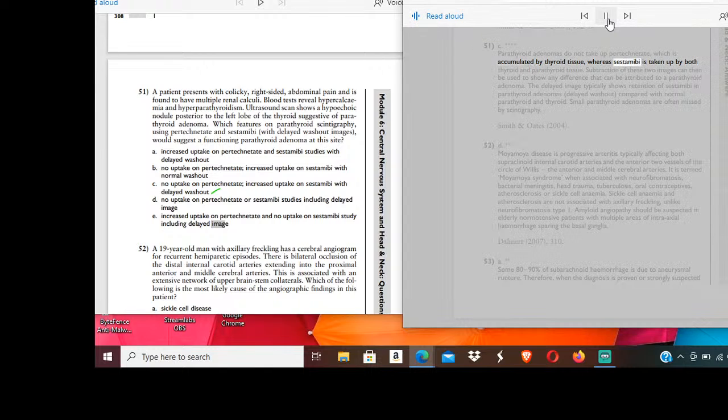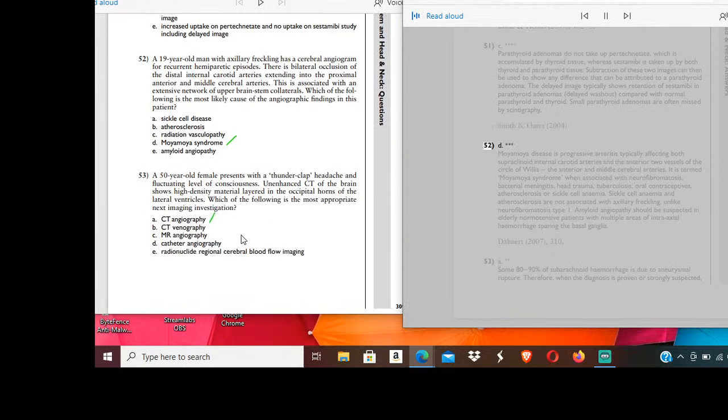51. C. Parathyroid adenomas do not take up pertechnetate, which is accumulated by thyroid tissue, whereas sestamibi is taken up by both thyroid and parathyroid tissue. Subtraction of these two images can then be used to show any difference that can be attributed to a parathyroid adenoma. The delayed image typically shows retention of sestamibi in parathyroid adenomas, delayed washout, compared with normal parathyroid and thyroid. Small parathyroid adenomas are often missed by scintigraphy. Smith and Oates, 2004.